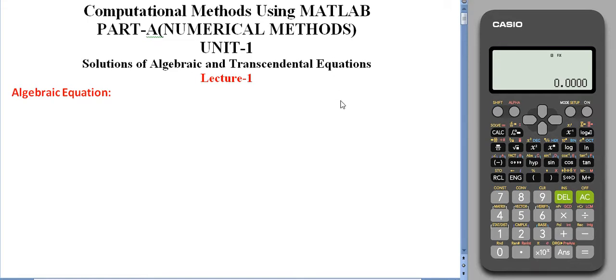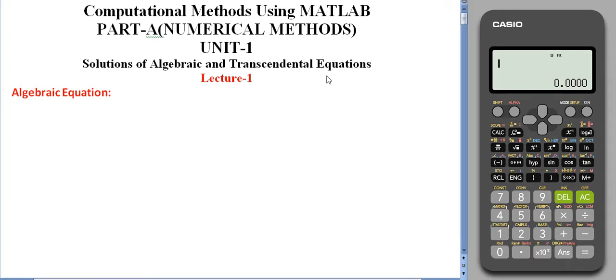In this online lecture series, first we will discuss the computational methods, nothing but numerical methods. Then we will discuss MATLAB. Finally, we will implement MATLAB programming for numerical methods, so that we can solve mathematical problems using numerical methods with the help of MATLAB software.